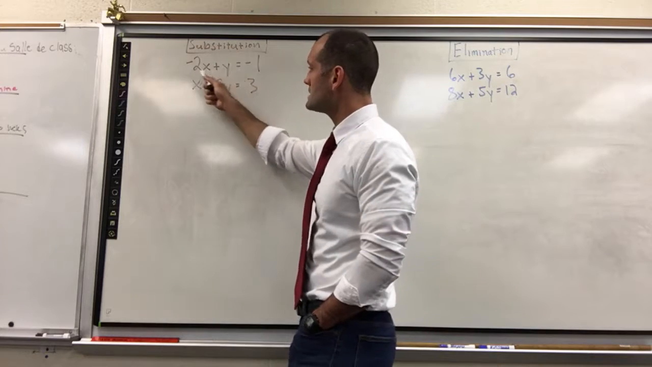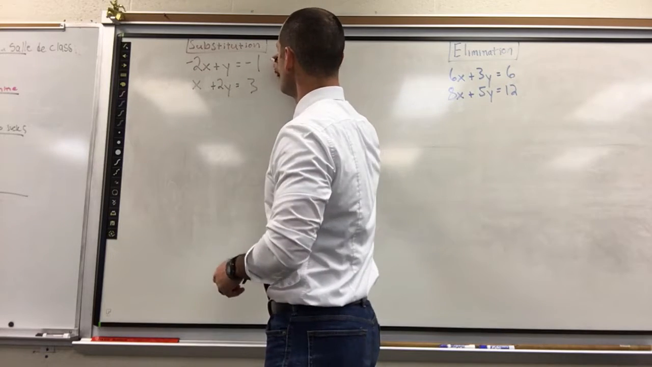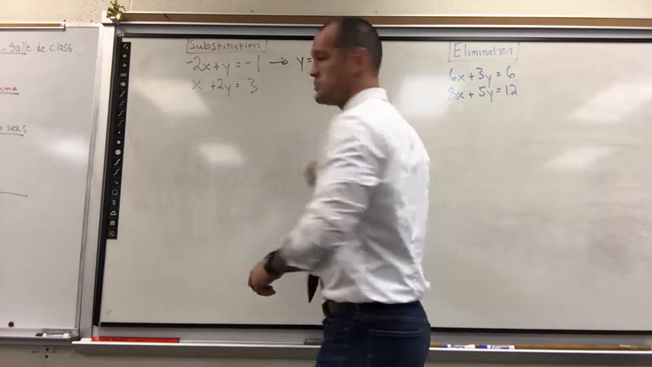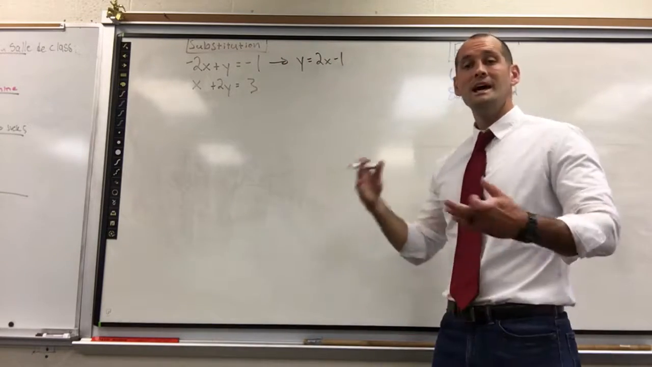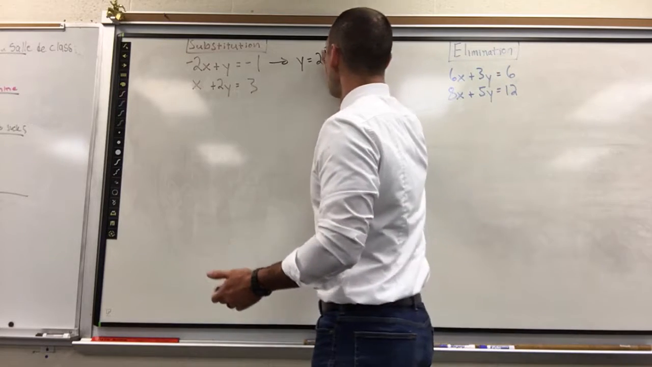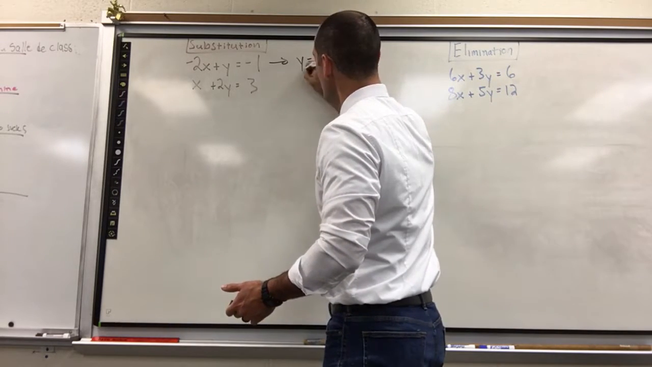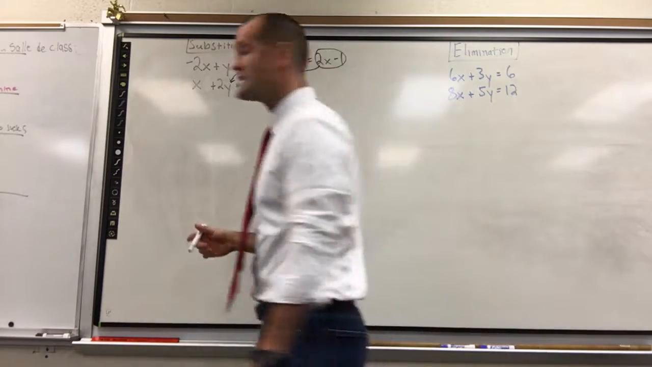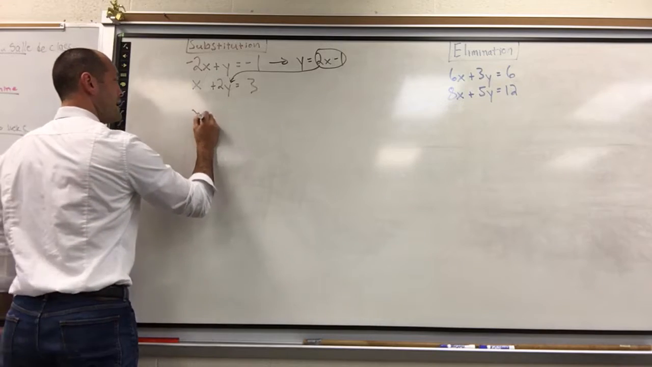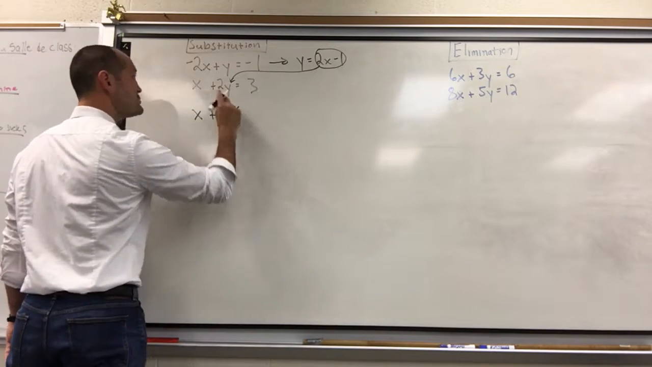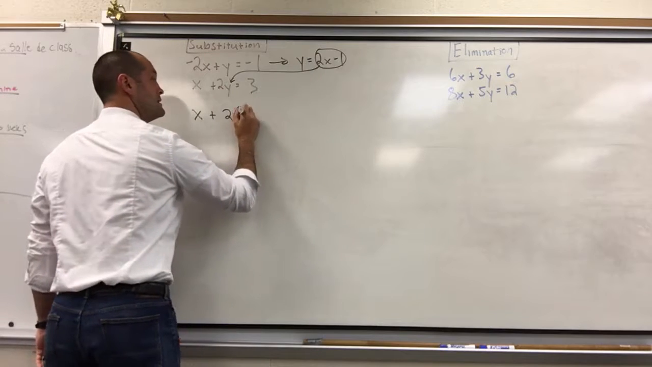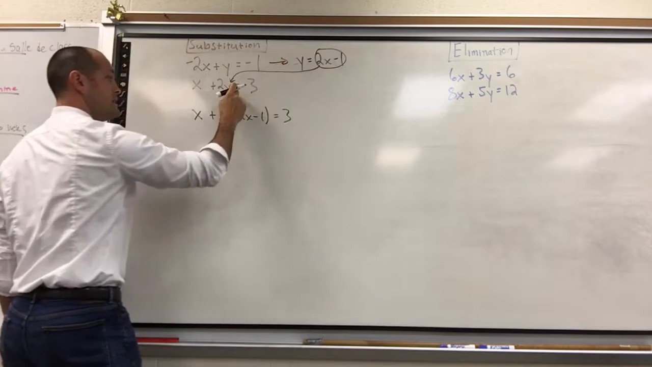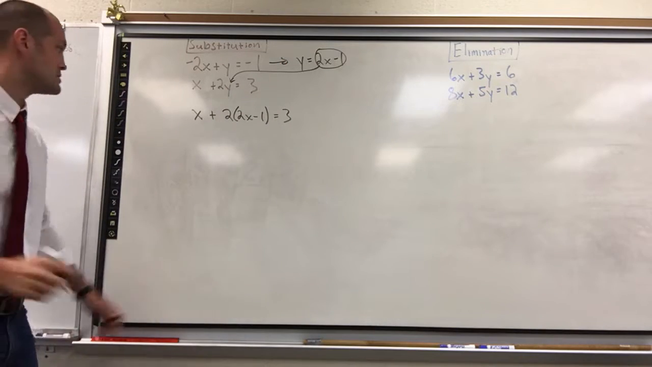So in order to get my y isolated, I'm going to add the 2x. So notice this first equation will become y equals 2x minus 1. Okay? Very simple. Here's where the substitution happens. I take what y is equal to and I substitute that into the other equation. So when I rewrite the second equation, it's now x plus 2 times y, but my y is 2x minus 1. Notice it was substituted in for the y value. And now we just solve.